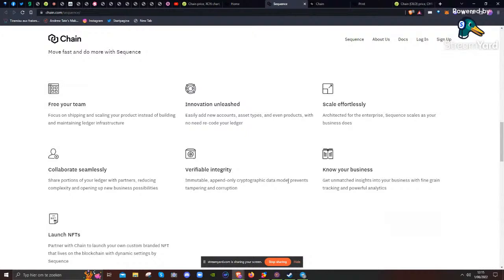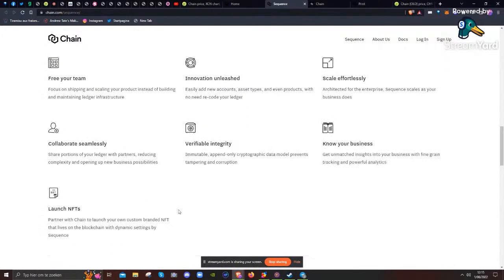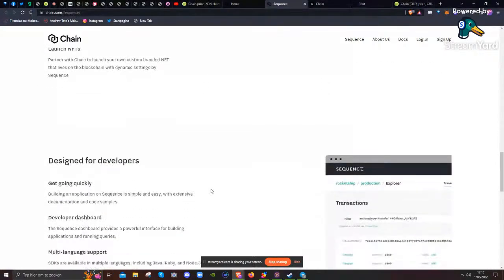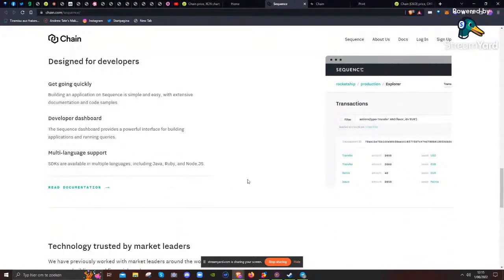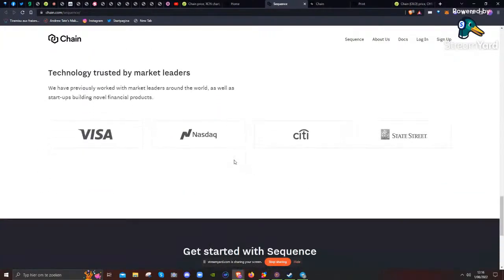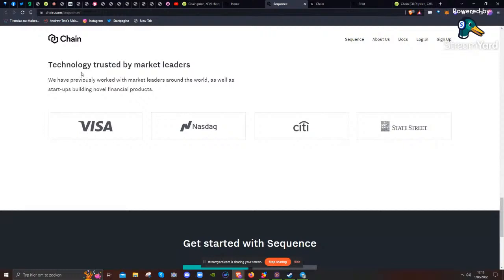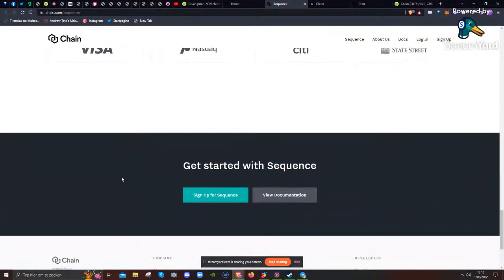It is a bit of marketing talk. Launch NFTs. Not surprised about that one. Designed for developers, get going quickly, multi-language support. SDKs are available in multiple languages, including Java, Ruby, and Node.js. It's also some kind of JavaScript. But it is tied with quite a few big ones. Visa, Nasdaq, Citi, State Street, I do not know, but these three, they're big.